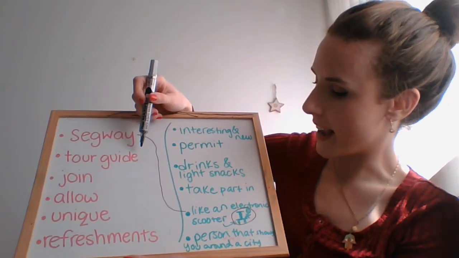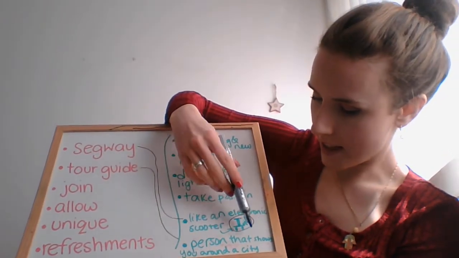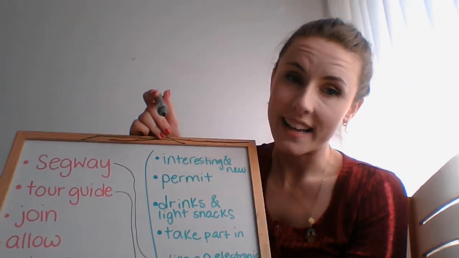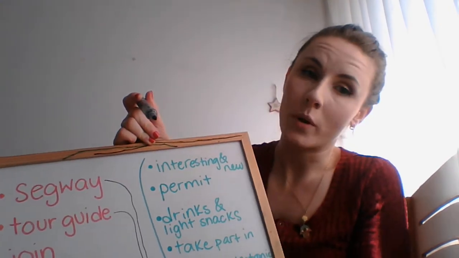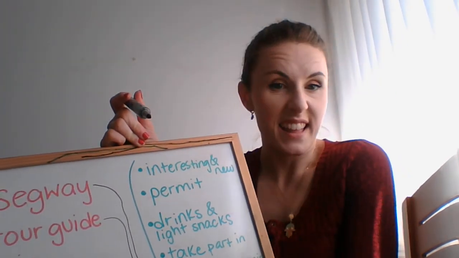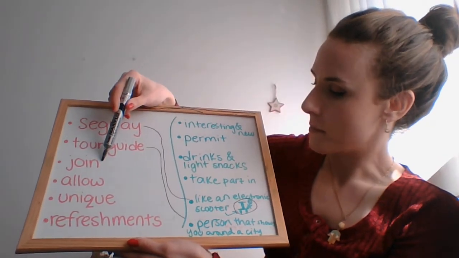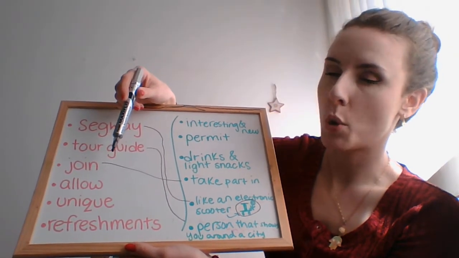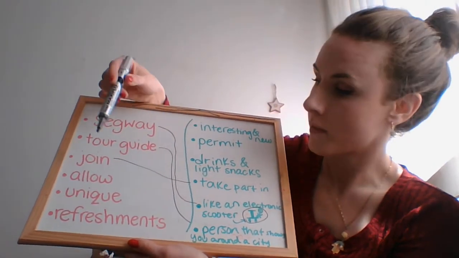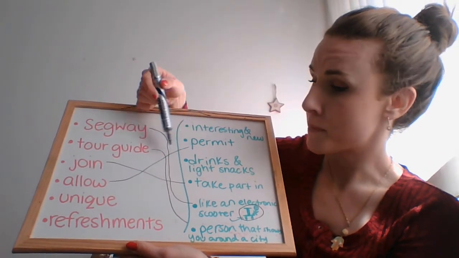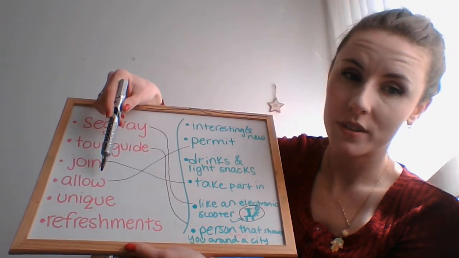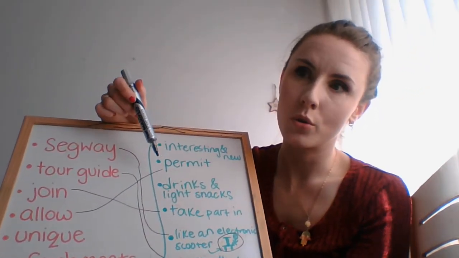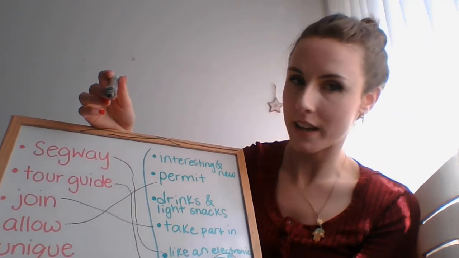Okay, a tour guide is a person that shows you around a city. Maybe in Lugo, there are some tour guides that tell foreigners about the Roman wall, things like that. Okay? Join means to take part in something. Join a team, join a club, join an activity, join the gym. Allow is permit. Do your parents allow you to go to a party and stay out late at night? Do they allow you to go to a restaurant with your friends by yourself?